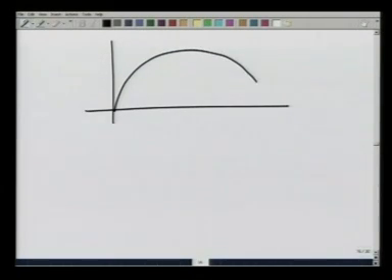Therefore, if I look at this semicircular area, its centroid is at a distance r along x and at a height of 4 r over 3 pi. 3 pi is roughly 9, so 4 r over 3 pi is slightly less than r by 2. So, it is somewhere here. This is xc, yc.